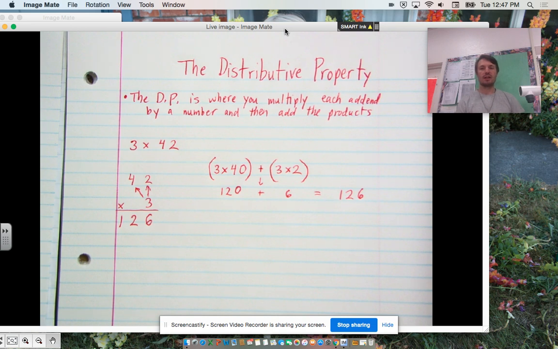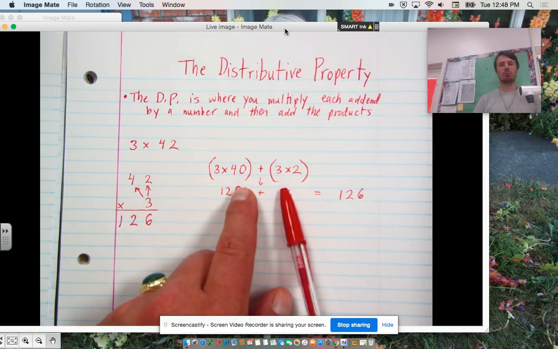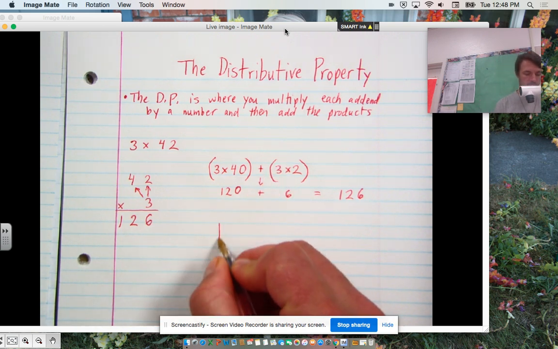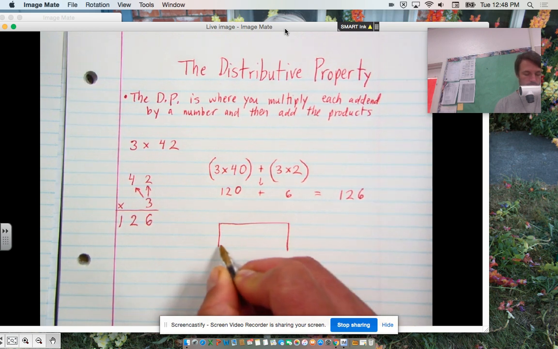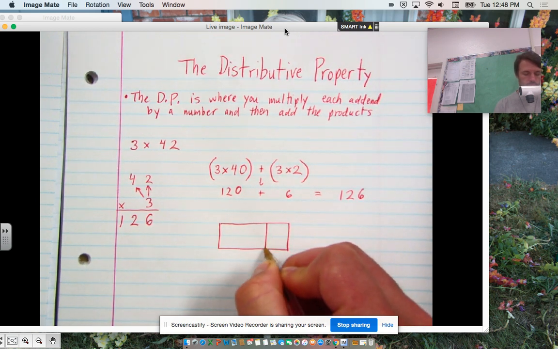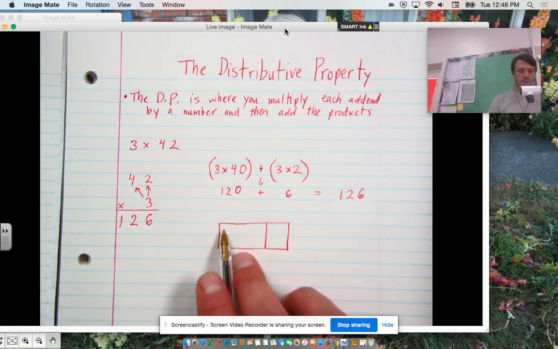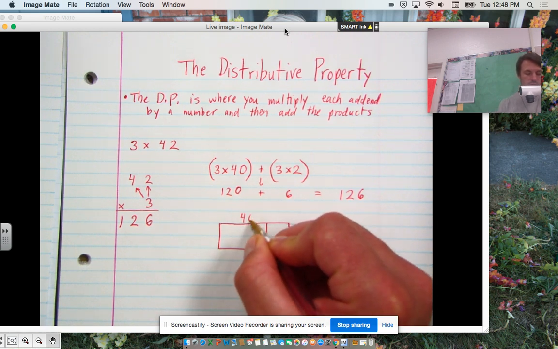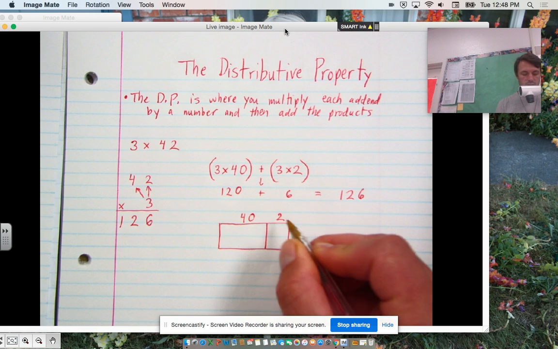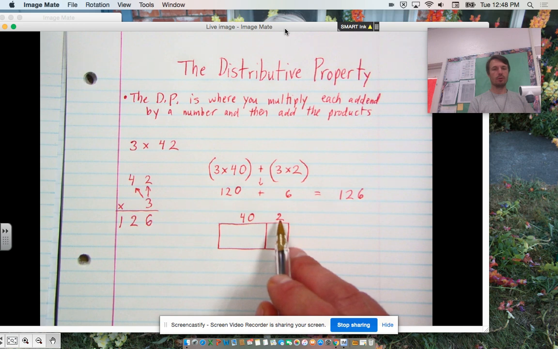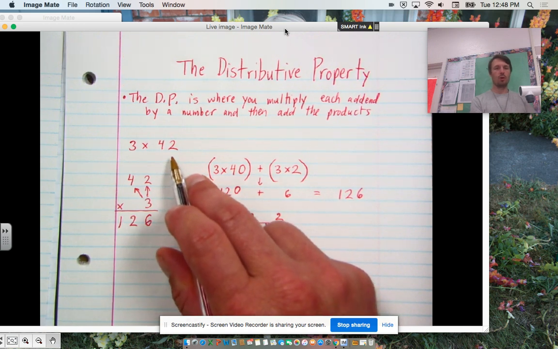Here's another way of showing the distributive property. I like this second way. It's a pictorial way to show it. Instead of using an expression like this, it does it in a picture, like in a box. It's actually more of a rectangle. So make a rectangle and split it into 2 parts, one large part and one small part. The large part represents 40, and the small part represents the 2. So it represents 42, a big number and a small number. 40 plus 2 is 42.